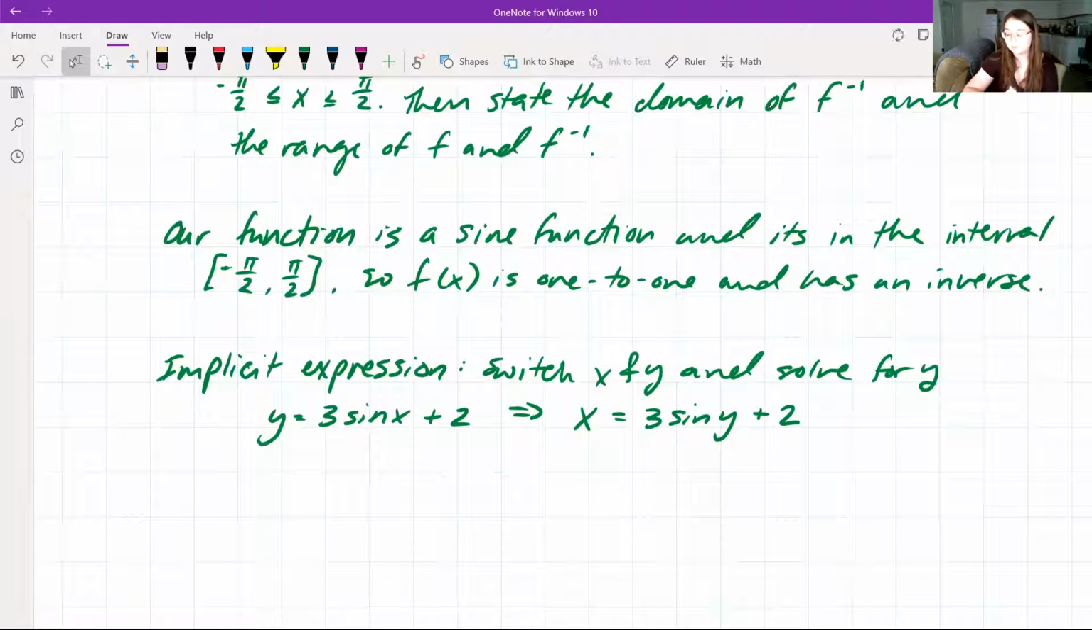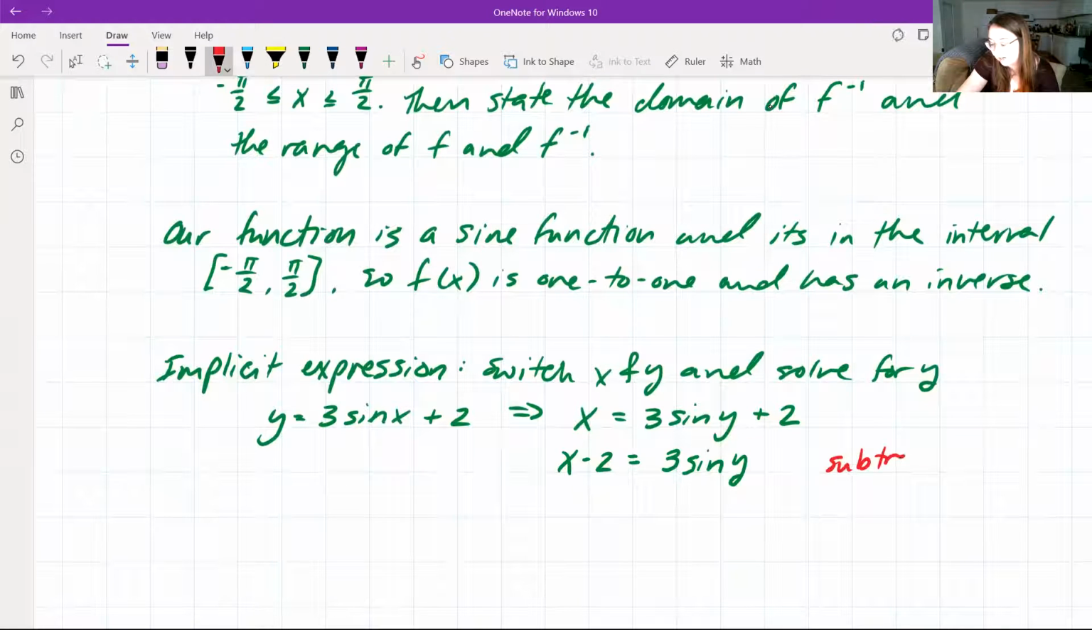So if we solve for y, in this case, we can go ahead and subtract 2 from both sides. We had x minus 2 is equal to 3 sine of y. We'll divide each side by 3. So over here, we subtract 2. Divide each side by 3, so we get x minus 2 over 3 is equal to sine of y. So over here, we divide it by 3.